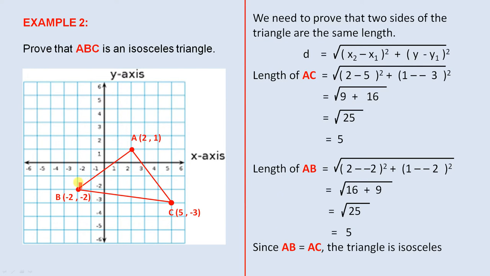Now let's find the length of AB using those 2 points. So we substitute the points into the formula and we do the simplification and we find that the length of AB is 5 units. So since AB equals AC in length, the triangle is isosceles.